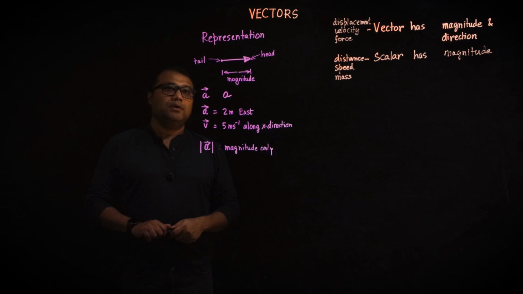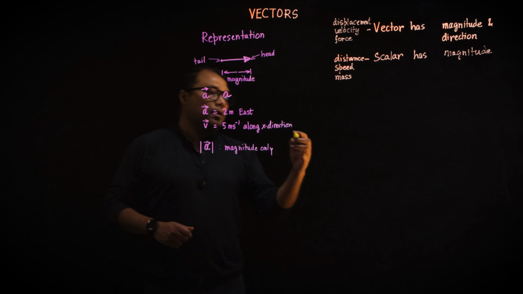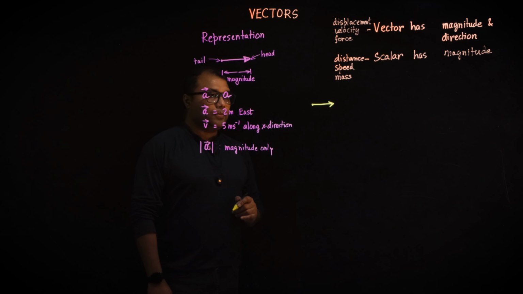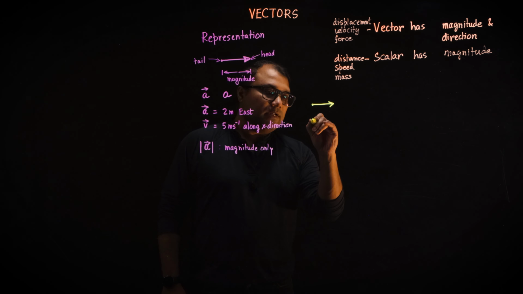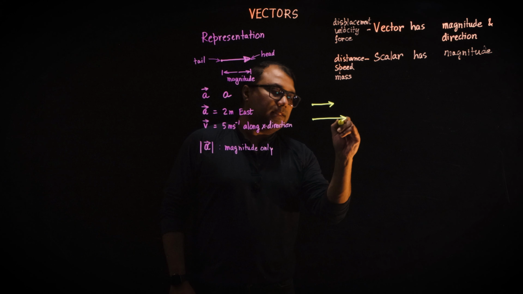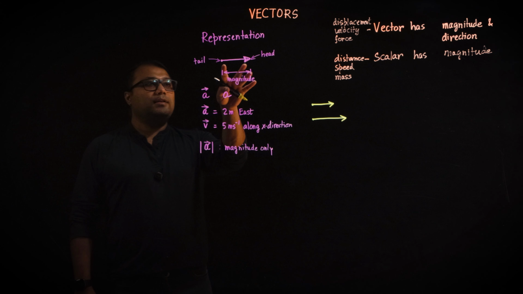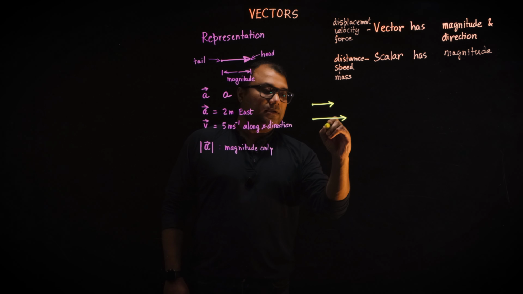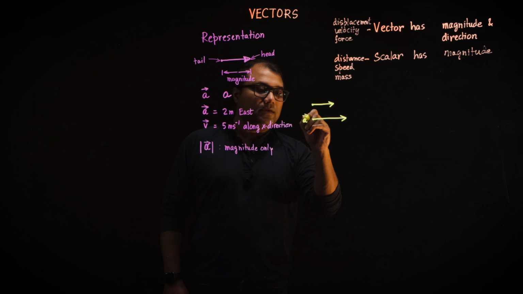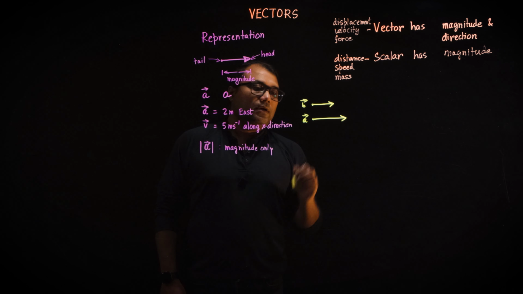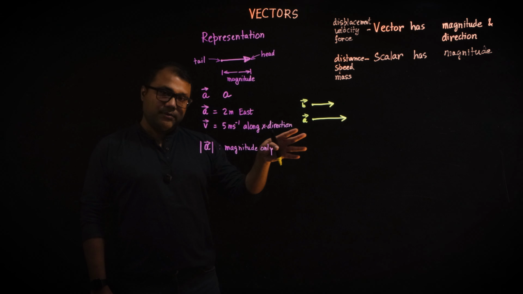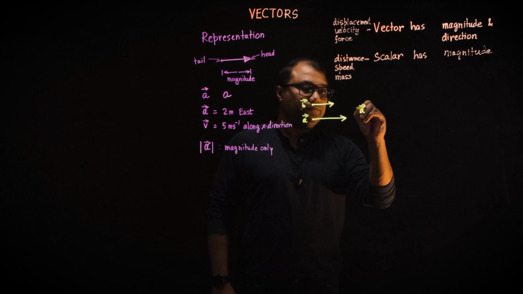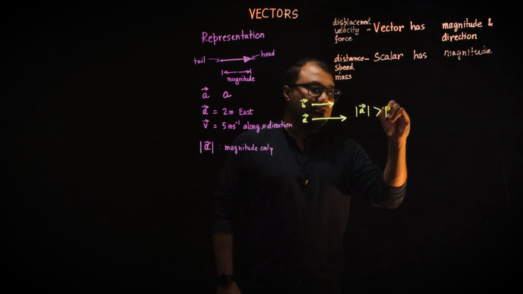Coming back to this tail and head, if I represent one vector like this, and if I represent another vector which is a little longer than this, you remember I said the length of this arrow represents the magnitude. This means, let's say this is vector A and this is vector B, both have the same direction because they are pointing towards the same direction, but the magnitude of A is greater than the magnitude of B.